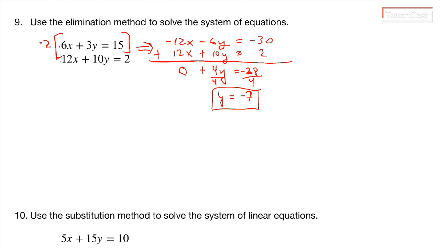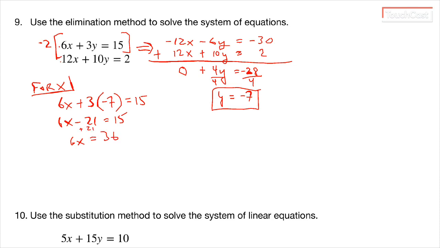The first one seems like smaller numbers, so let's solve for x. To solve for x, I'll say 6x plus 3, and now I know my value for y is negative 7, equals 15. 6x minus 21 equals 15. 6x equals 36. I added 21 to both sides. And x is equal to, dividing both sides by 6, x becomes 6. So my answer, therefore, is 6, negative 7.